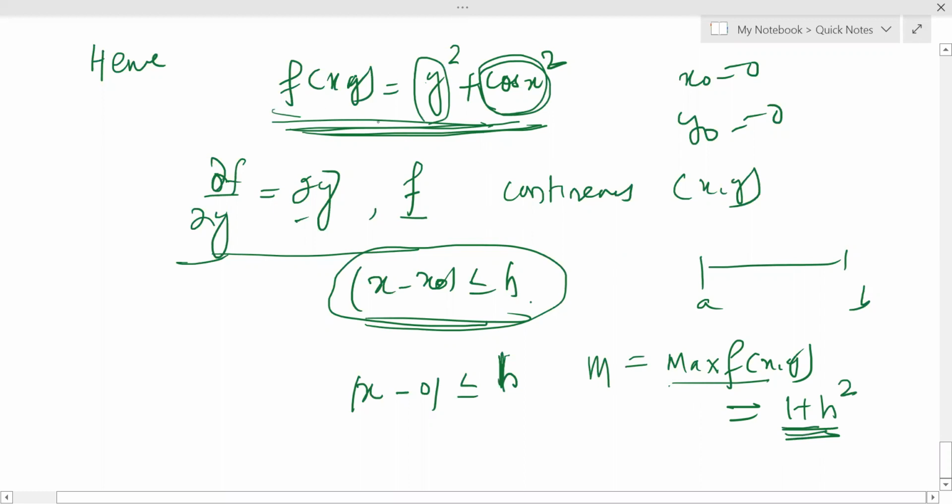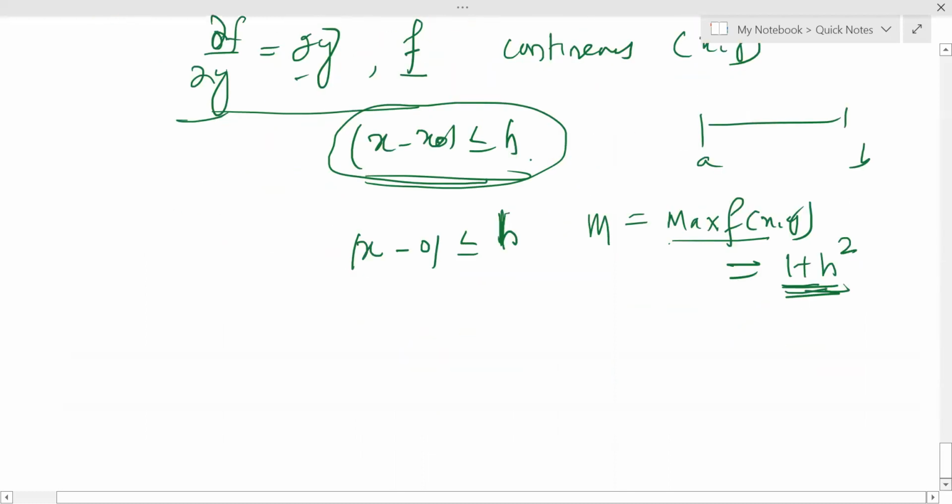Because we can evaluate the maximum value of this function, the maximum value of cos x is 1, and h is the maximum value of y, so h^2, giving 1 + h^2. So we can evaluate the h value. Here a and b are the two intervals, and y is the b value, so we can treat it as 1 + b^2, and |x| is less than or equal to b.